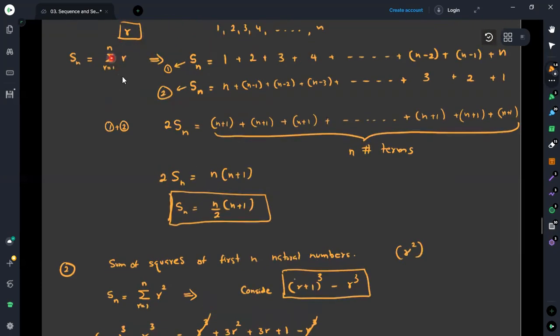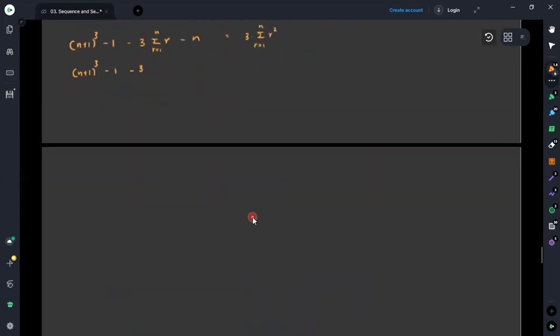Summation of r was taken as n divided by 2 times n plus 1. Here we can take this as n divided by 2 times n plus 1, and minus n is equal to 3 times the summation of r squared, where r is going from 1 to n. Now we need to have a solution for this.